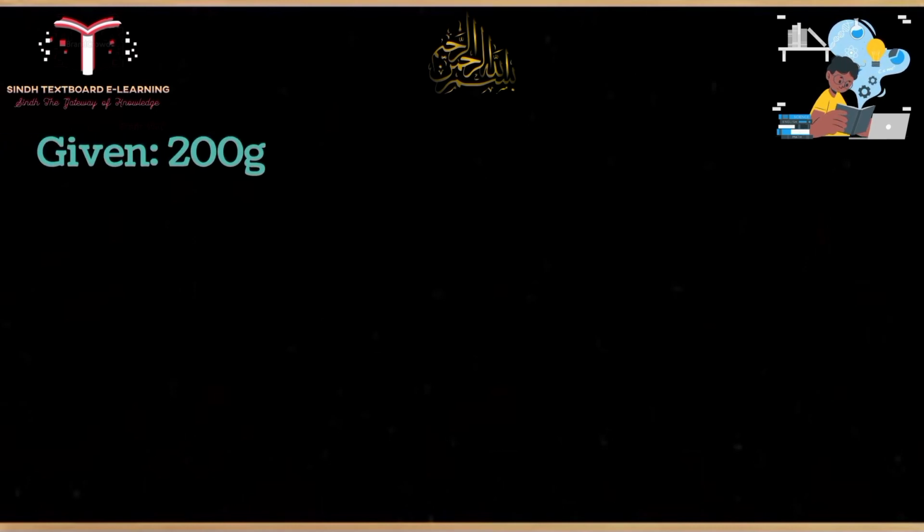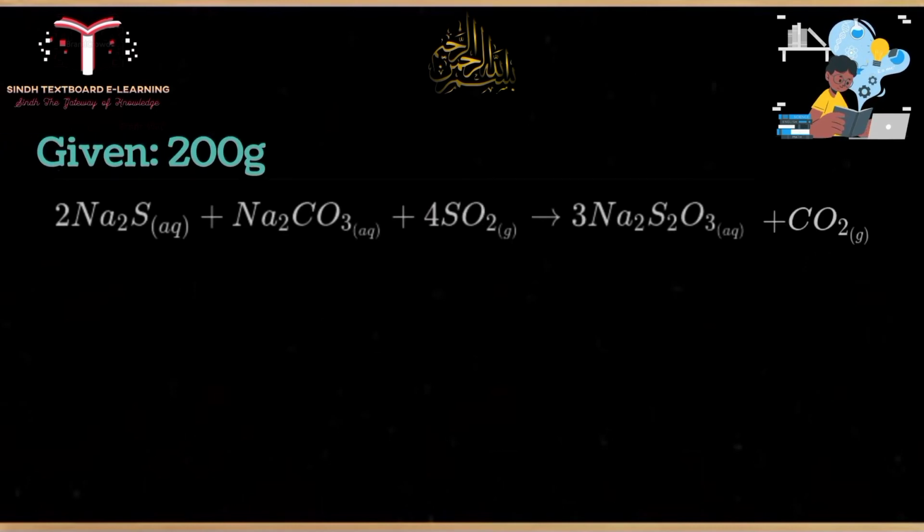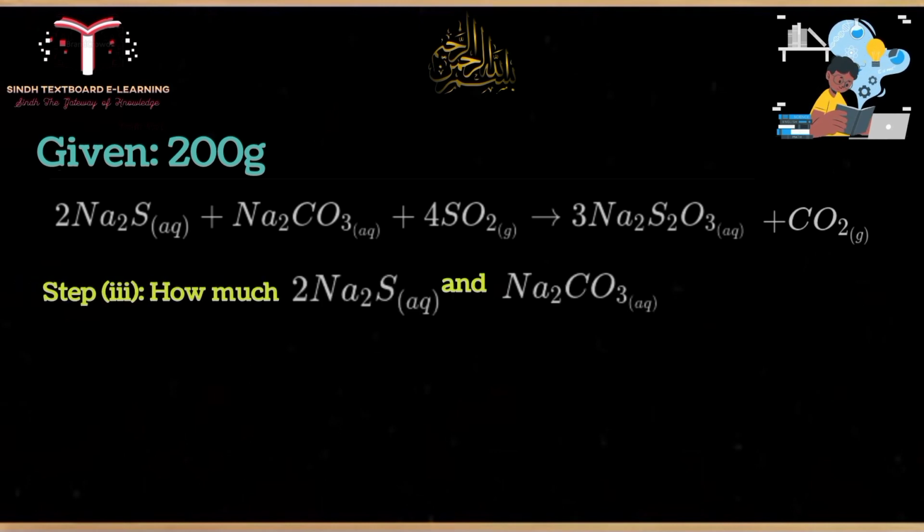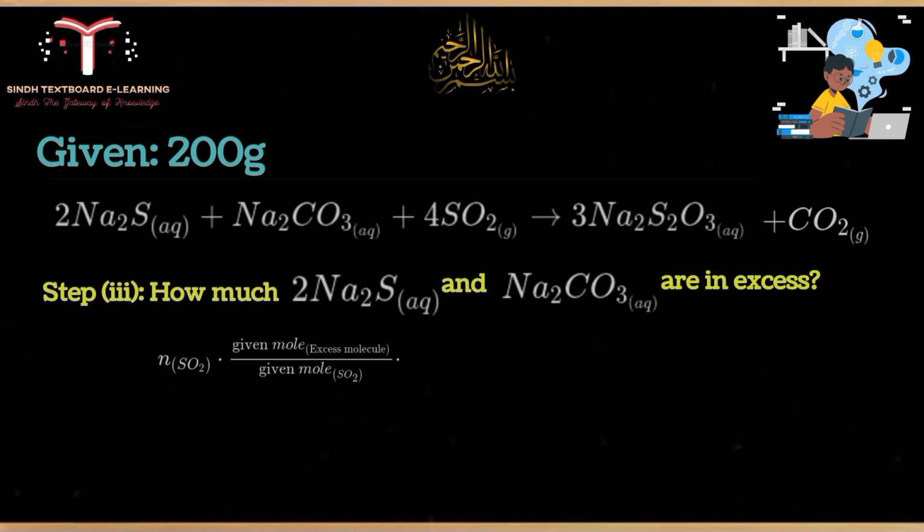In the next topic, we will calculate how much excess mass remains of the other reactants except the limiting reactant. The other reactants are Na2S and Na2CO3. First of all, we will find the excess mass of Na2S present in this reaction, and then we will find the excess mass of Na2CO3. Let's start finding the excess mass of the two reactants.